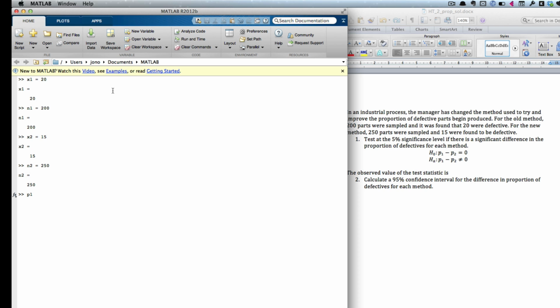So P1 is the proportion of the first sample that were defective, so that's x1 over n1. P2 is the proportion in the second group that were defective. And I want the difference between these, so it's P1 minus P2. The P1 and P2 I calculated here are the same as the P1 hat, P2 hat in my cheat sheet. So there's the difference, 0.04.